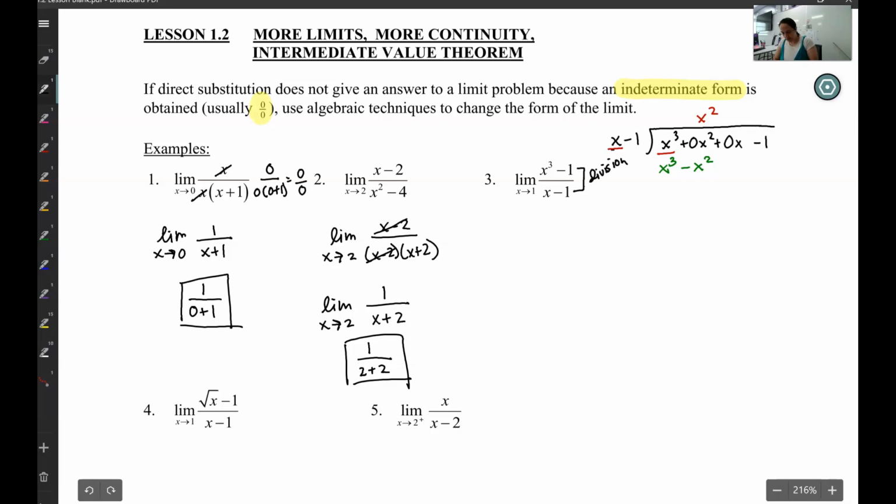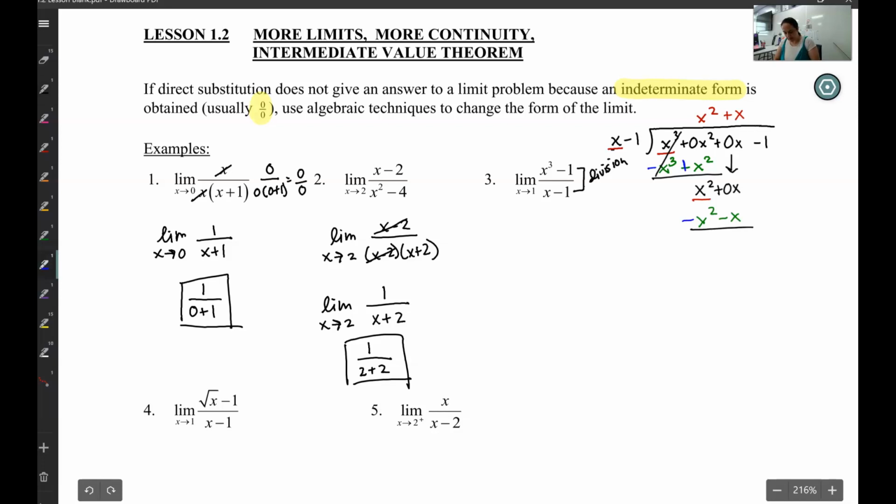Now, next thing, I need to change the signs on everything. If you remember from elementary school, when you did long division of numbers, you would always subtract the number. That's what we're doing here. We're just distributing the negative through everything. X cubed minus x cubed cancels out. X squared plus x squared is x squared. Bring down our next term. Do it all over again. X times what equals x squared? That's x. Distribute it in, x times x is x squared, x times negative 1 is negative x.